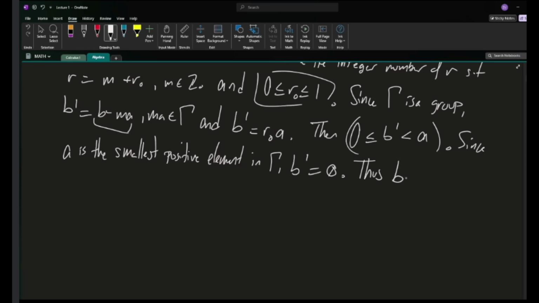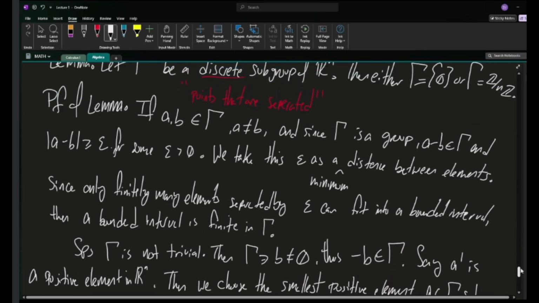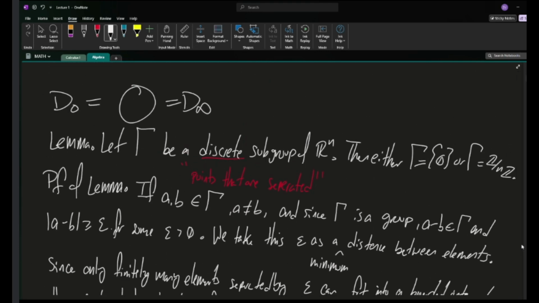Thus, B is equal to MA, which is in AZ. Thus, gamma is in fact a subgroup of AZ. I think I messed up earlier as well. Therefore, gamma is equal to AZ. In case I do share these notes, let me go ahead and make this correction early on. Yeah, I did make this mistake.